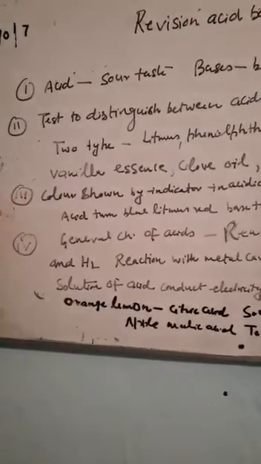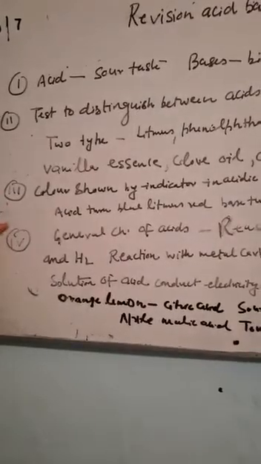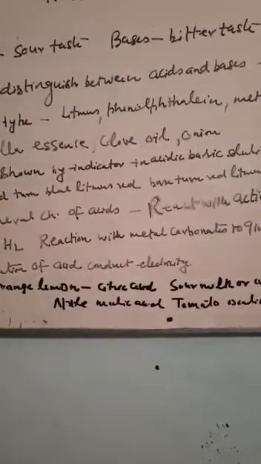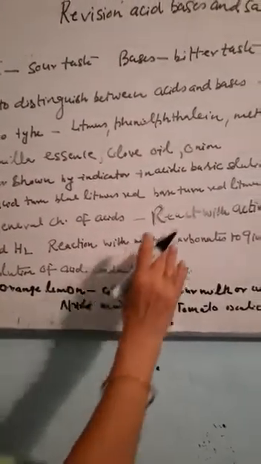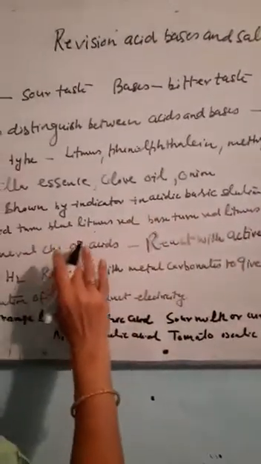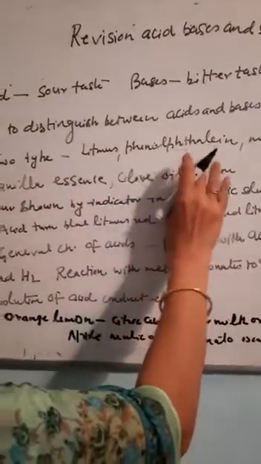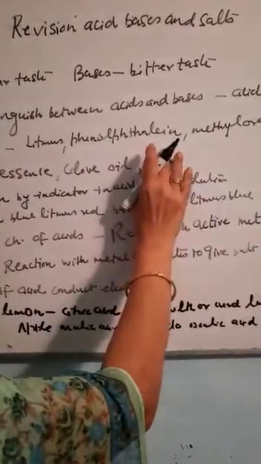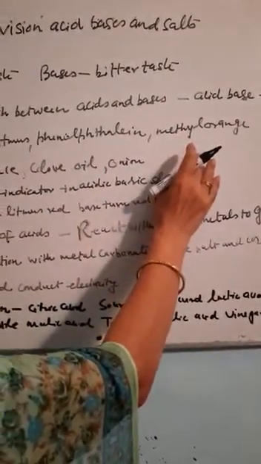Now, let me tell you about the color shown by indicators in acidic and basic solution. All acids turn blue litmus red, whereas bases turn red litmus blue. Phenolphthalein is colorless in acidic solution but pink in basic solution. Methyl orange is red in acidic solution but yellow in basic solution.